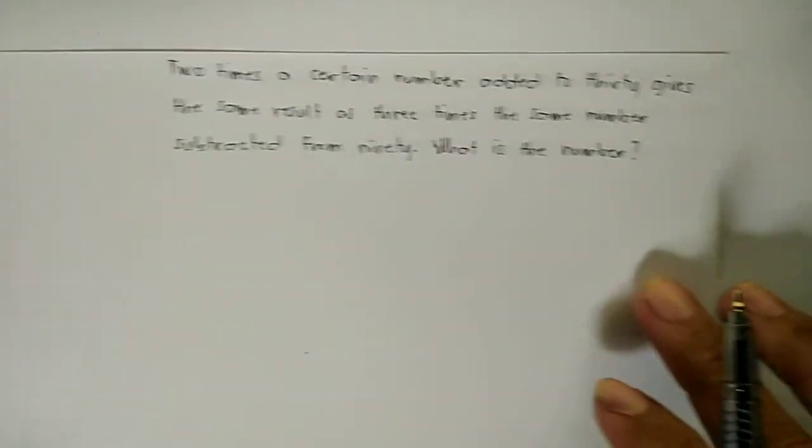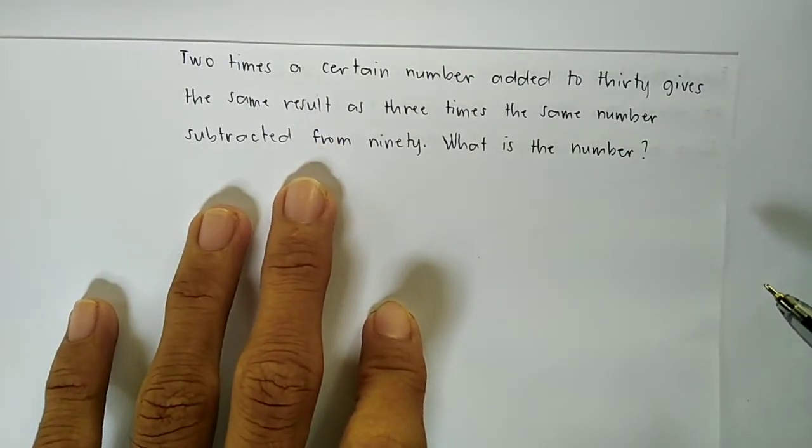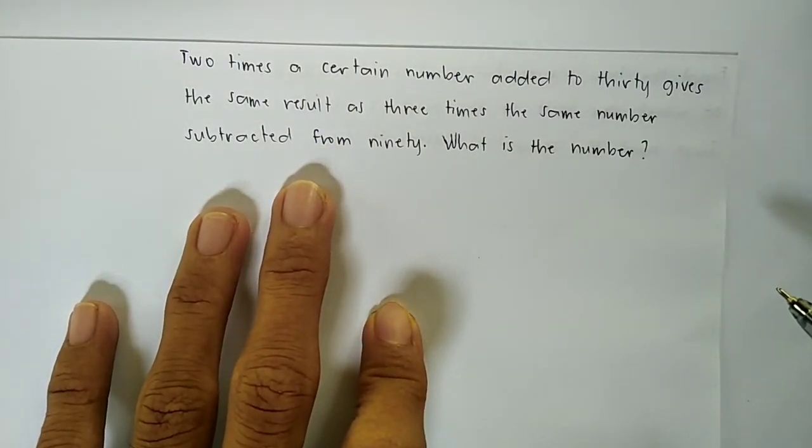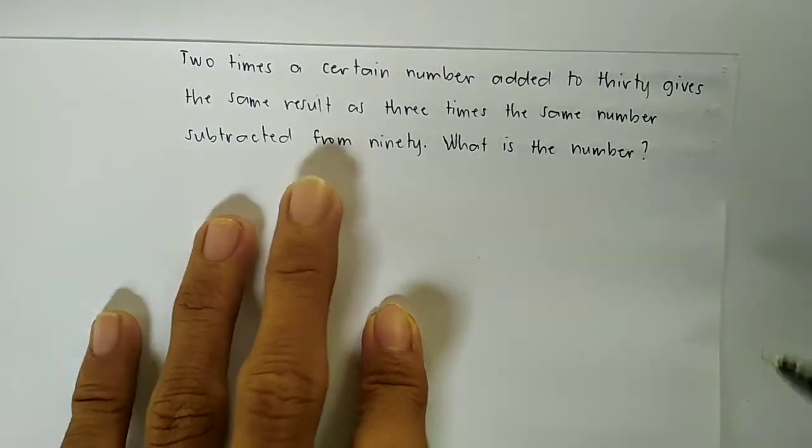And this is the primary solution. Okay, so next we have example number 2 and the last example for this video. Let me read the second example. 2 times a certain number added to 30 gives the same result as 3 times the same number subtracted from 90. What is the number?